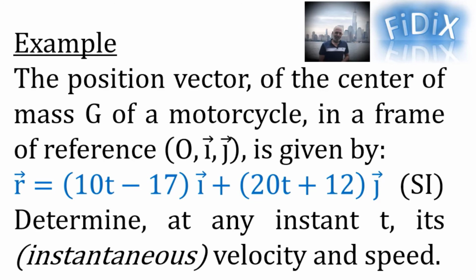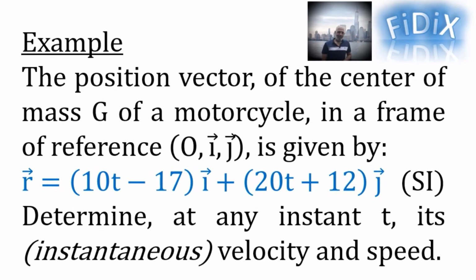Instantaneous is written between parentheses because whenever we say velocity without specifying, it is instantaneous velocity. And whenever we say speed without specifying, it is instantaneous speed.